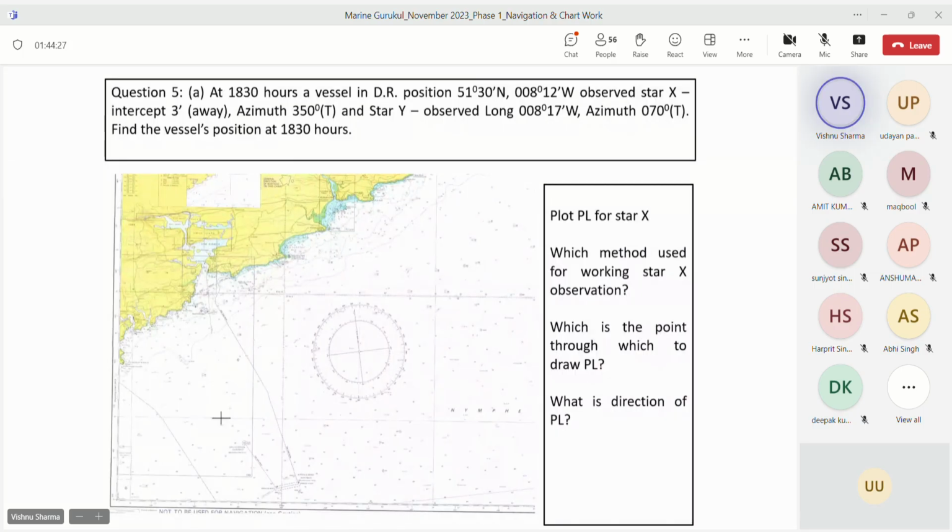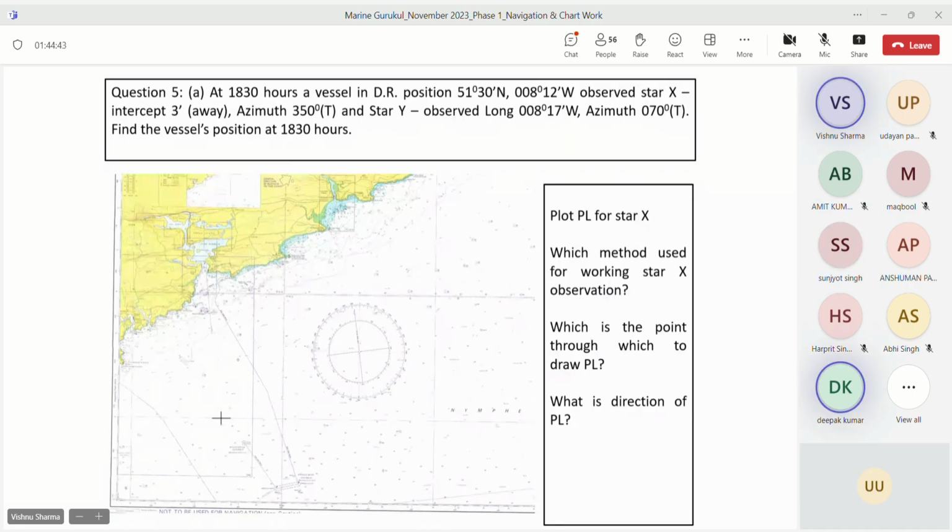Which method is used for solving star X? Please read the question and tell me. Intercept method, sir. Okay, which is the point through which we draw the PL in case of intercept? What is that point called?